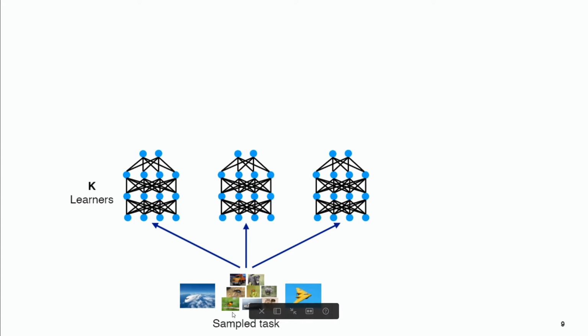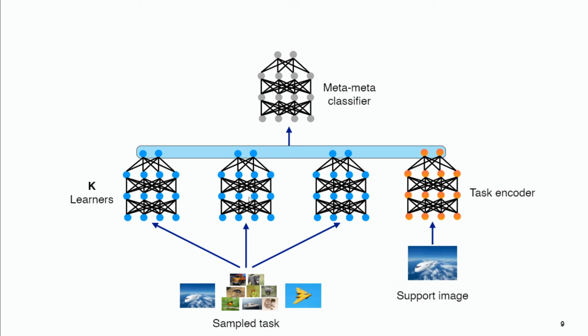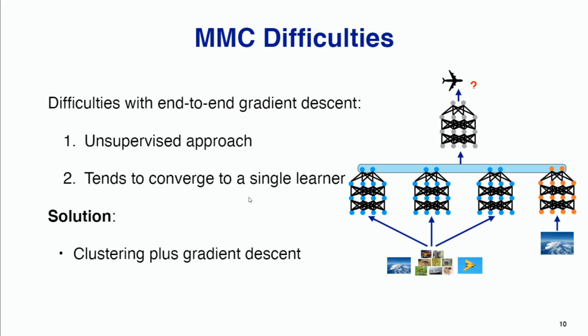So first, the sample task is fed to k learners, here 3 learners, and then there's a task encoder that will encode our support image. Then we feed the encoding as well as the outcome from the learners to a meta classifier, which will eventually produce the aggregate scoring function that will predict whether an input image is airplane or not. So what is the difficulty in this approach?